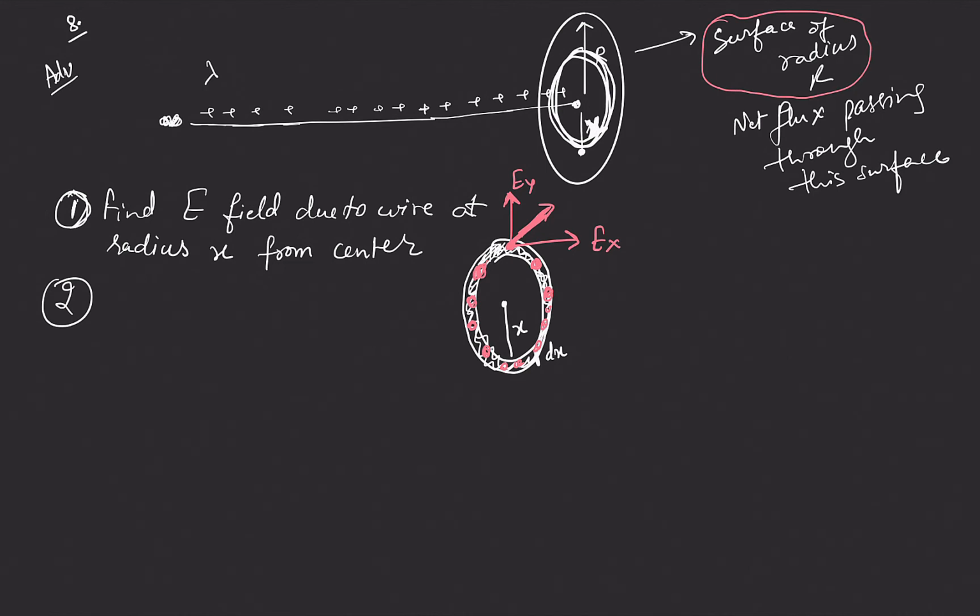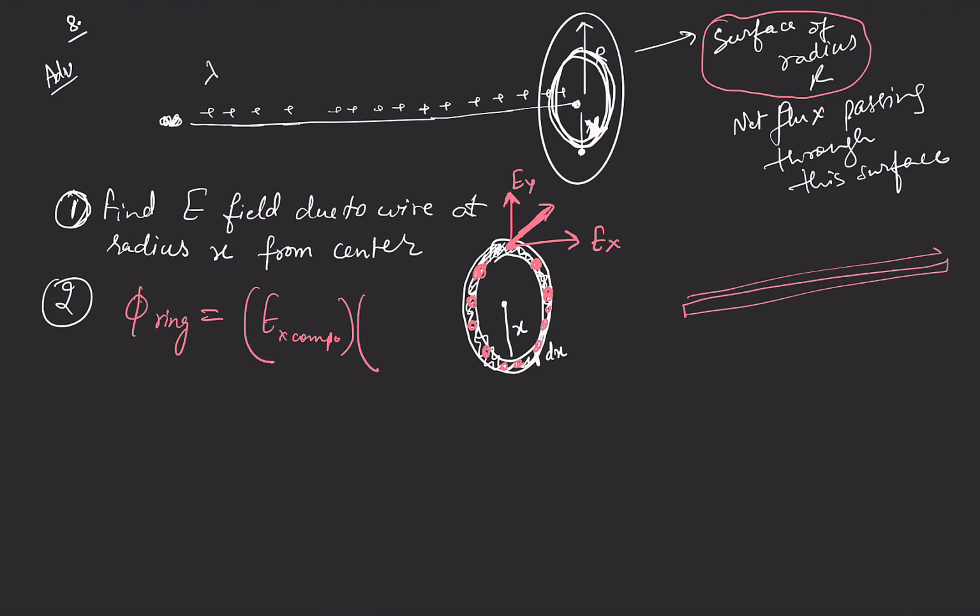So the X component would be contributing to the flux. So the net flux through this circular ring is the X component into the area of this ring. Area of this ring is, so you can flatten this ring out and you can understand that the length of the ring would be the circumference, which is 2 pi x, and the breadth would be dx. So the area of this ring would be 2 pi x dx.